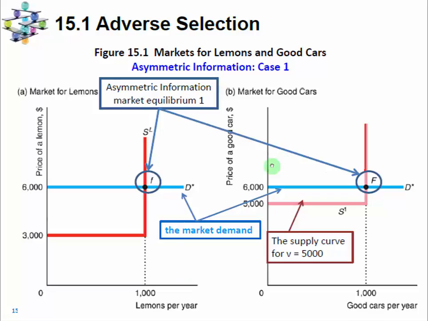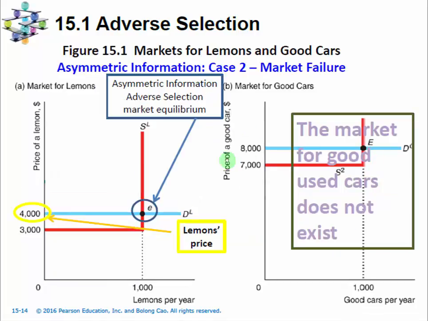But if the reservation price for the good used car owners is $7,000, that is above this $6,000, the good used car owners will realize they can never sell their good used car at a price that they are willing to accept. So they actually withdraw from this market. Then eventually the buyers will realize there's no good used car in the market. Every used car you are going to buy is a lemon. So they will only pay $4,000 per used car because all of them are lemons. And there are only 1,000 lemons to be sold every year in this used car market.